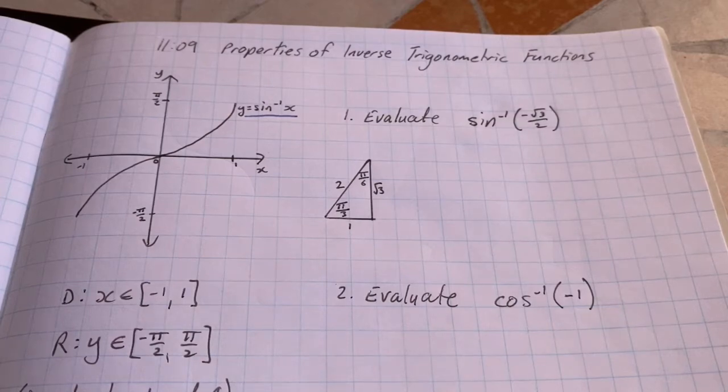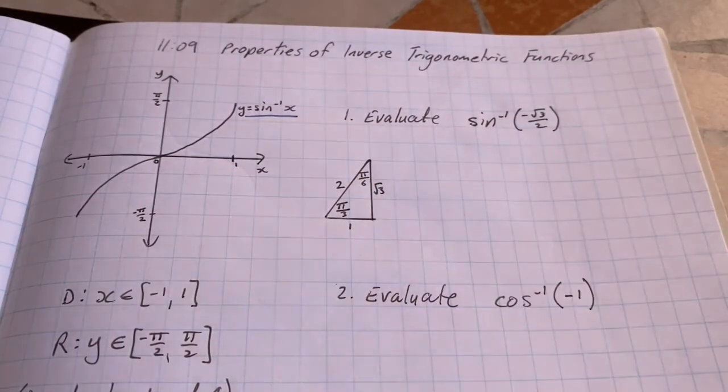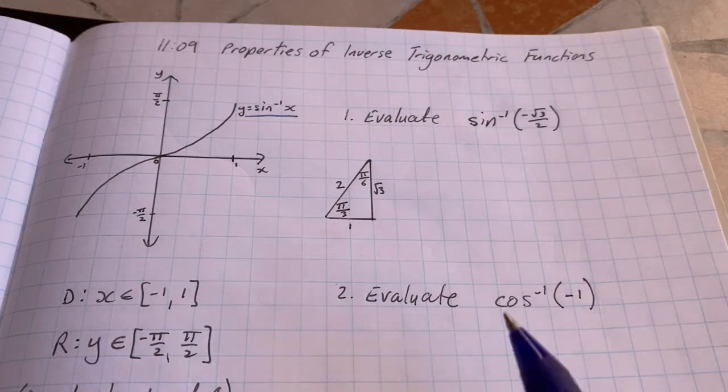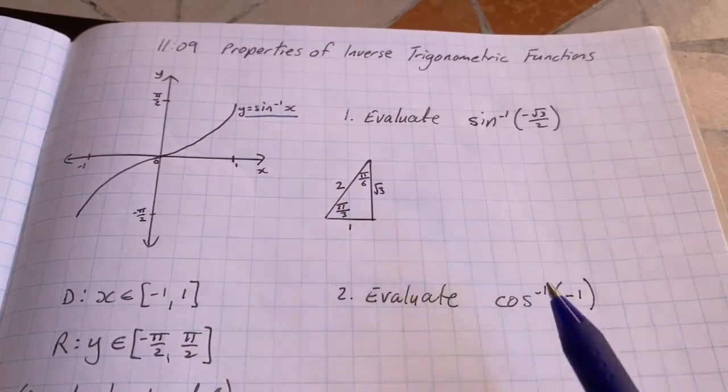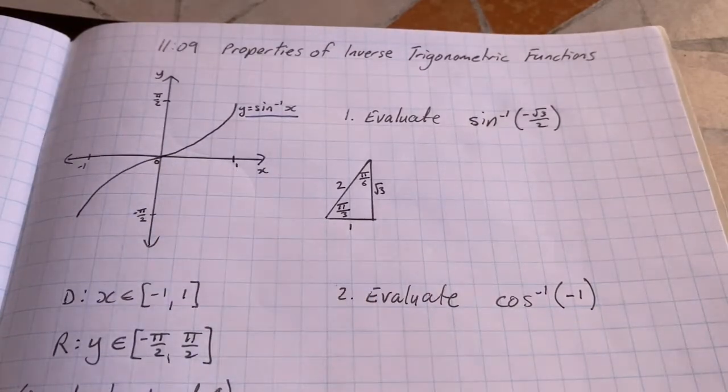Exercise 1109 is properties of inverse trig functions. So we've got a sine curve here and we've been asked to evaluate sine inverse of root 3 on 2. I do have my exact value triangle here, and I've also got my sine inverse curve drawn here.